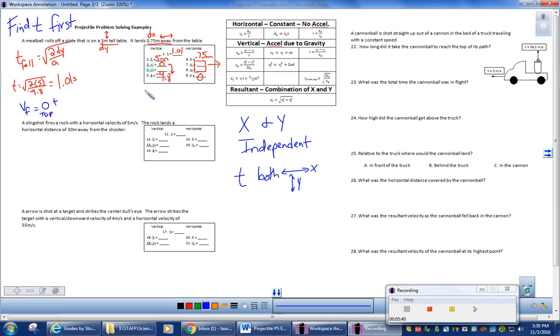I'm going to do plus my acceleration of gravity, negative 9.8, times my time, 1.01. So 9.8 times 1.01, simply plugging that into my calculator, I come up with 9.898, or 9.90 if I round. And because this is negative, it is falling down.